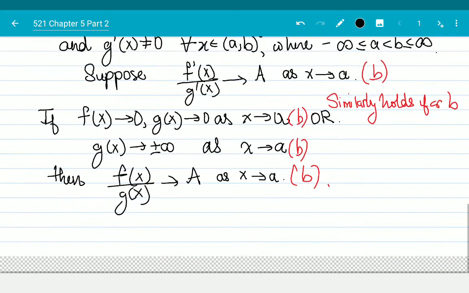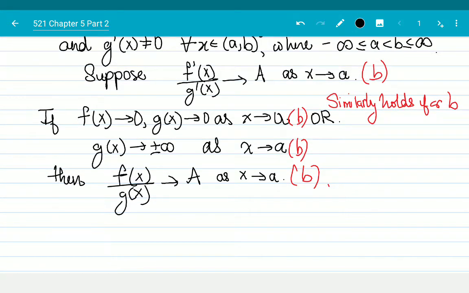In other words, you are saying that if the limit of f prime of x over g prime of x exists under these circumstances, then the limit of f of x over g of x exists and is equal to the limit of f prime of x over g prime of x.